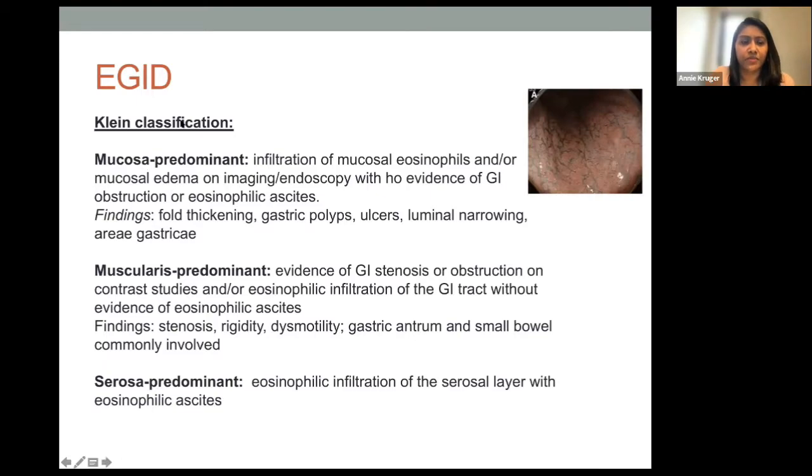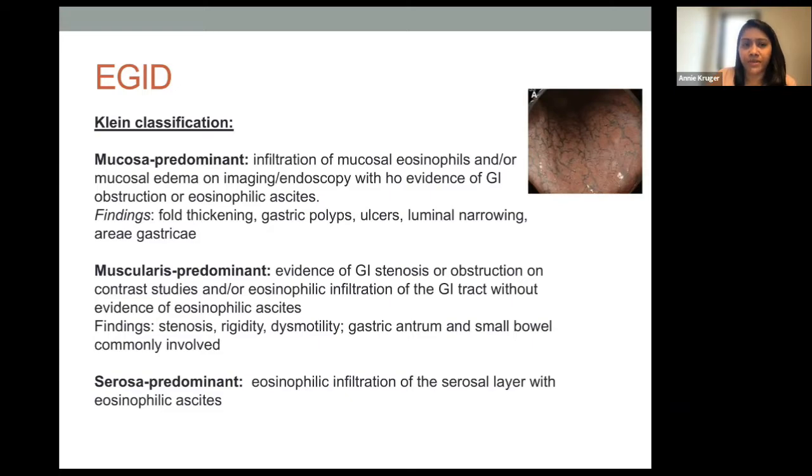So there's 3 flavors of this based on the Klein classification. There's a mucosa predominant, a muscularis predominant, and the serosal predominant. The bottom line is the serosal predominant is sort of the most severe one and hardest to diagnose, because you have eosinophils that are infiltrating deep into the serosa. So when we do an upper endoscopy, we may see abnormal tissue, but when we do the biopsies, there won't be any eosinophils there, because most of the eosinophilia is really deep in the serosal layer. Unfortunately, what that results in is a lot of inflammation and eosinophilic ascites. So these patients can have ascites that's high in eosinophil counts. So that's one of the presentations.